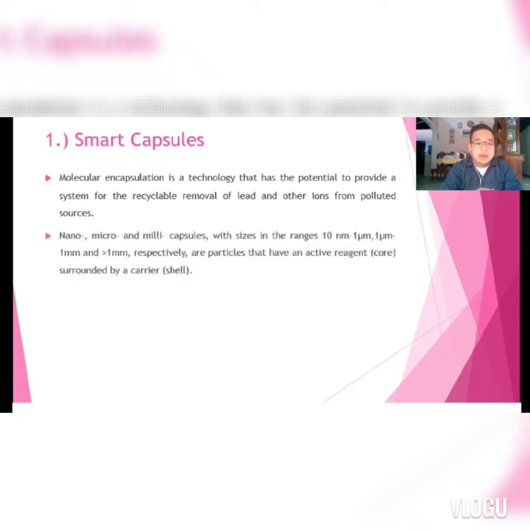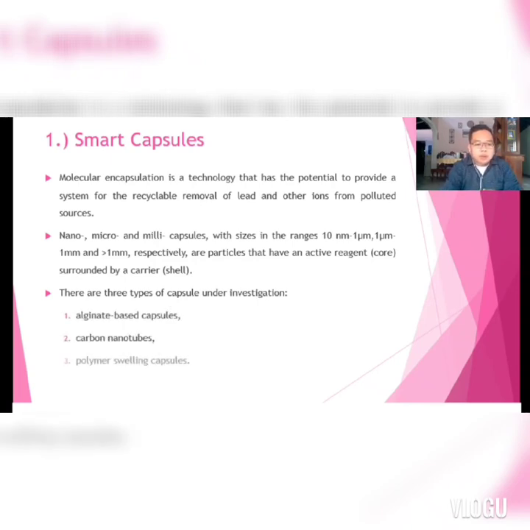Nano, micro, and milli capsules are particles that have an active reagent surrounded by a carrier or shell. There are three types of capsules under investigation. First are the alginate-based capsules, then carbon nanotubes, and polymer swelling capsules.